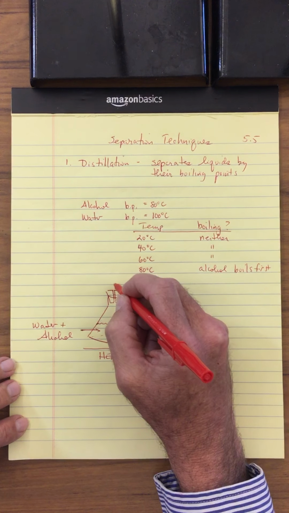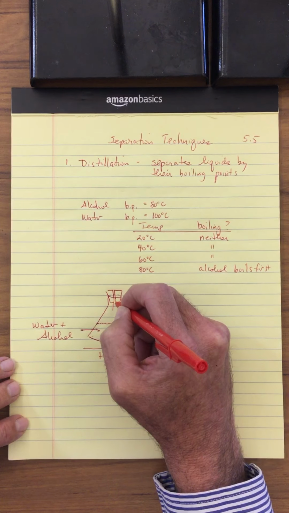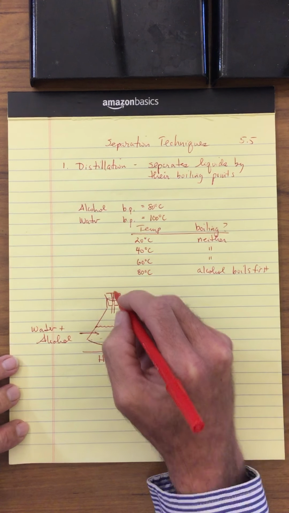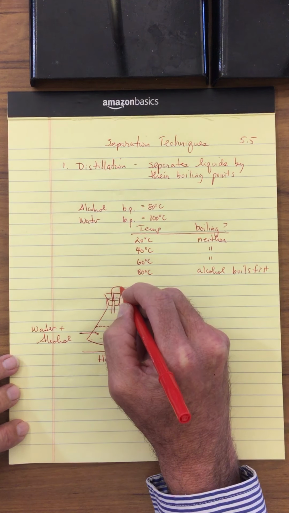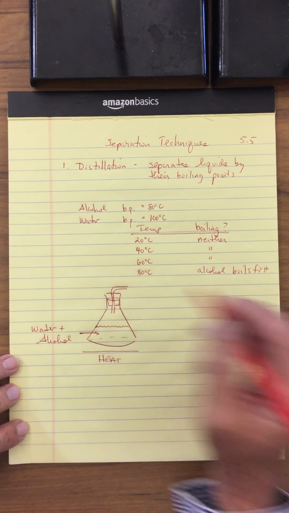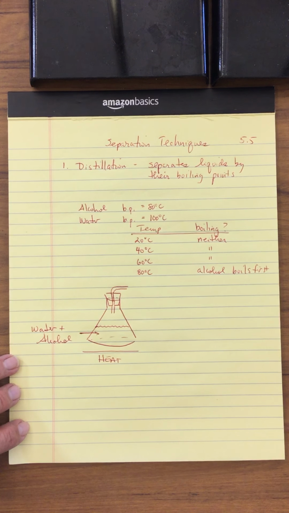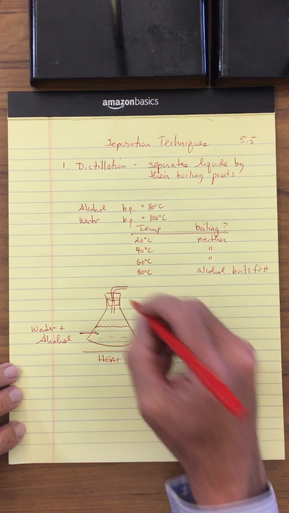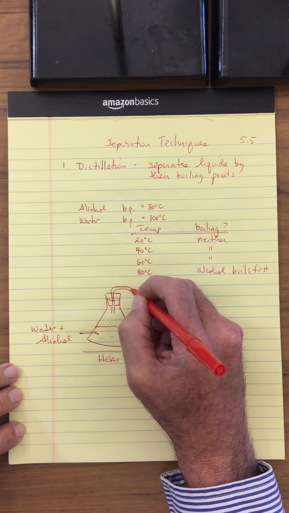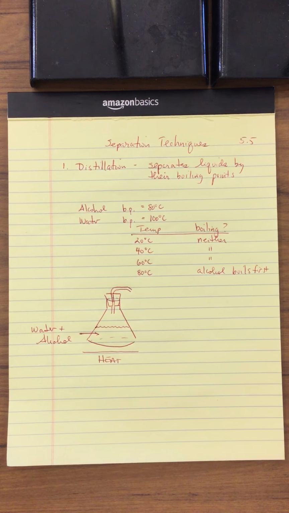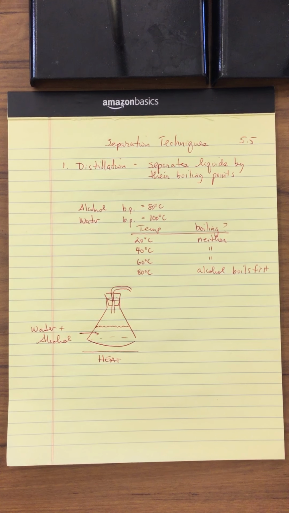There's the rubber stopper. There's going to be some glass tubing that comes down through this, and this is then going to bend over. It's going to be a bent piece of glass tubing. And this is then going to connect to a special device called a condenser. And I will show you in the lab what a condenser looks like.